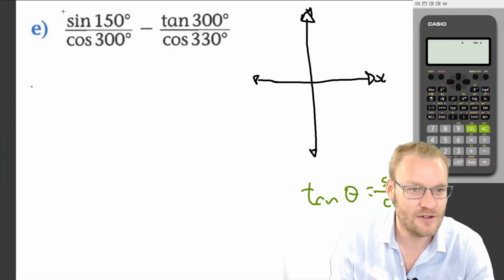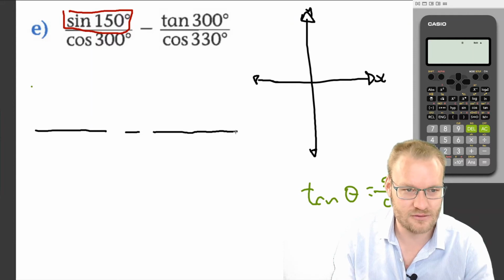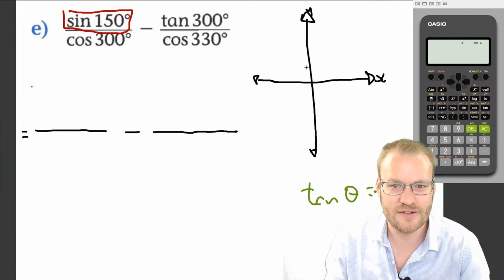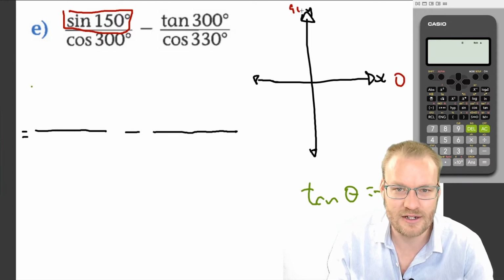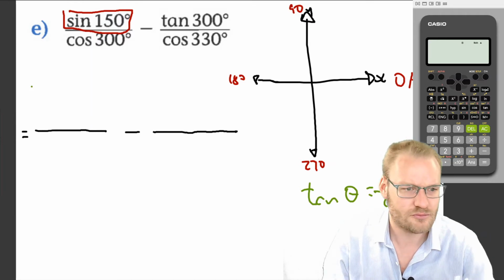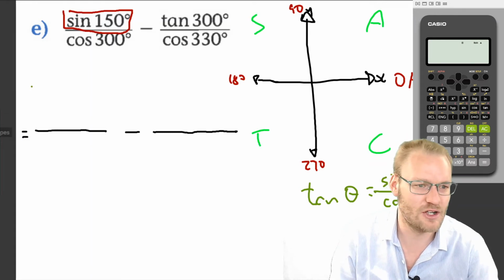Okay, sine 150. I'm going to do this so we know which one we're talking about. And we've got a fraction minus another fraction. I just like to have my template ready to fill in. So sine 150, well, this is 0, 90, 180, 270, back to 360. And we've got, of course, our CAST diagram. All angles are positive, C-A-S-T, ready to go.